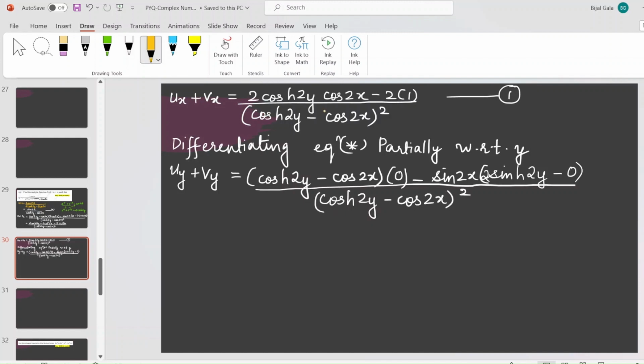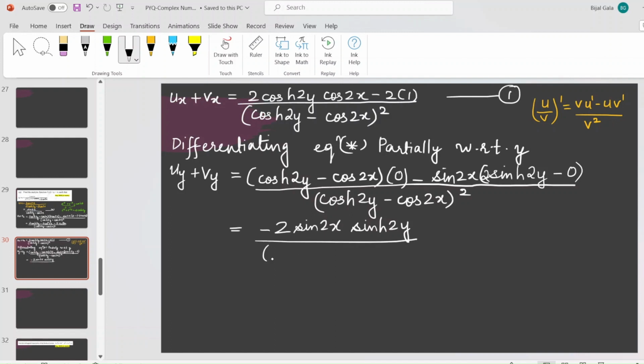Okay, this is because the derivative of u by v is v times derivative of u minus u times derivative of v, divided by v square. So the first term is entirely 0 because of multiplication by 0. The second term leaves me with negative 2 sine 2x sine hyperbolic 2y, and you still have the denominator with a square.